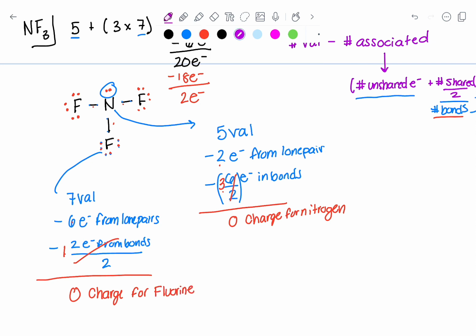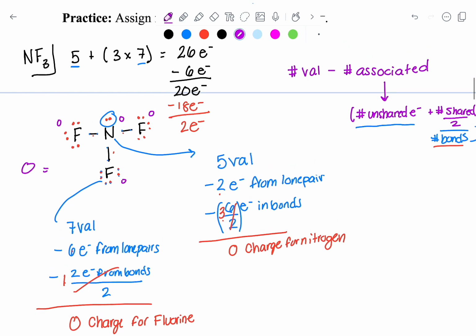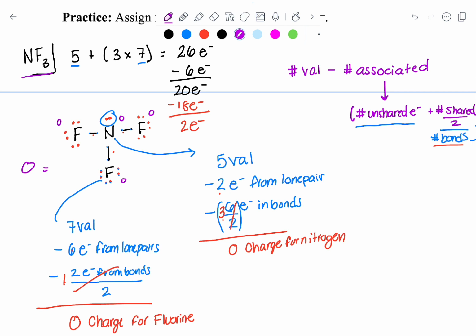So if each of my fluorines has a charge of 0 and my nitrogen has a charge of 0, my total charge overall is 0. And our NF3 that we looked at in the beginning doesn't have a charge, so our formal charge adds up correctly. The sum of your formal charges should equal the charge on your molecule.